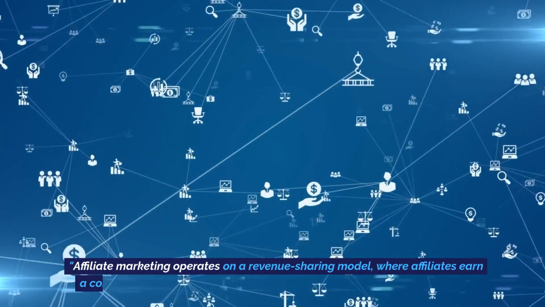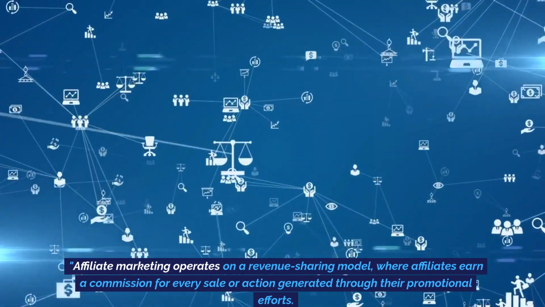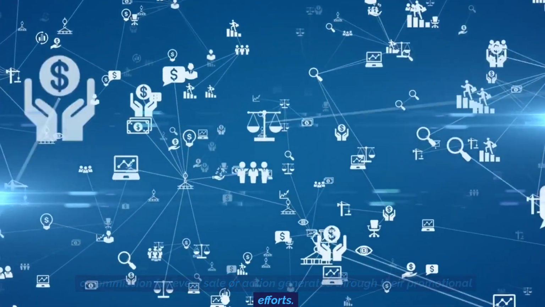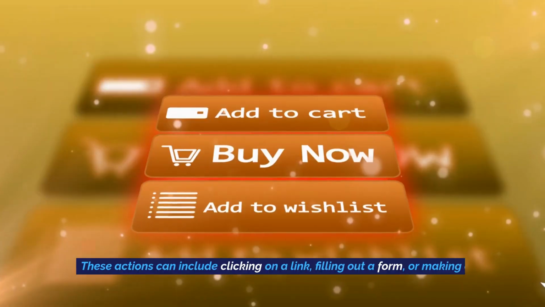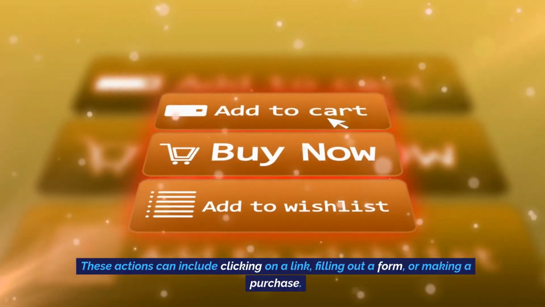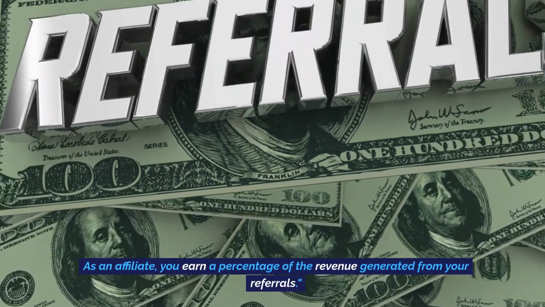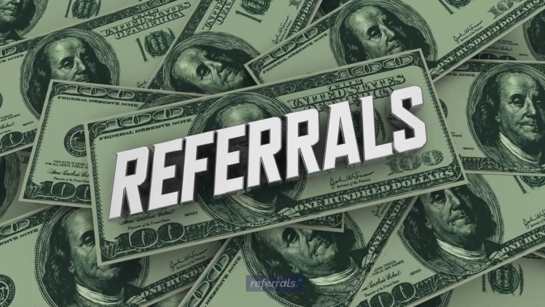customers. Affiliate marketing operates on a revenue-sharing model, where affiliates earn a commission for every sale or action generated through their promotional efforts. These actions can include clicking on a link, filling out a form, or making a purchase. As an affiliate, you earn a percentage of the revenue generated from your referrals.